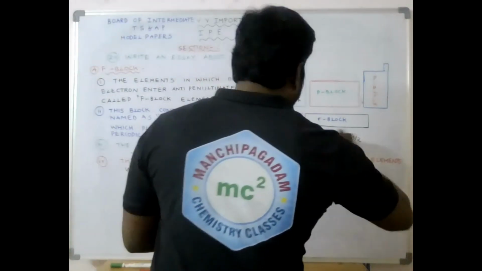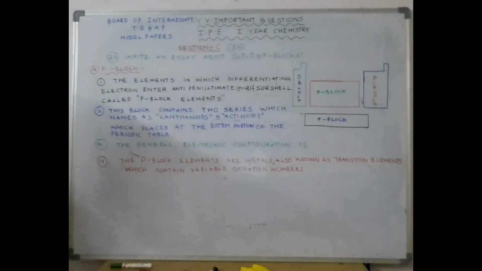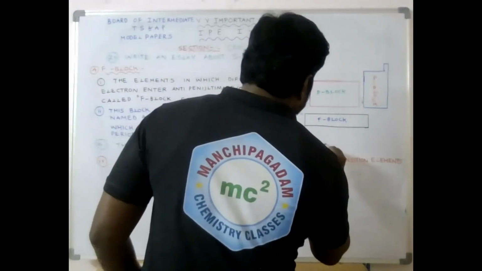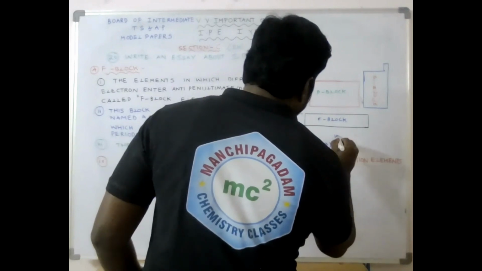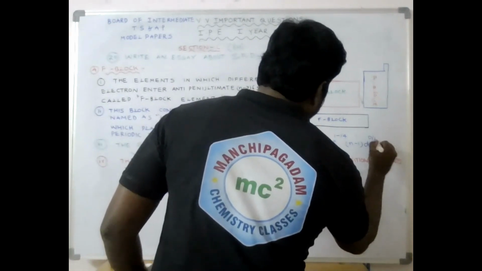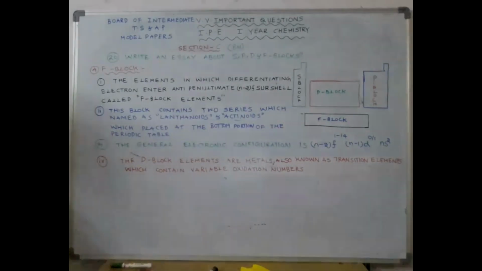Third point is what? The general electronic configuration. Here we have to take the general electronic configuration. Now the last electron, the differentiating electron, where is it entering? In the f orbital, (n-2)f. So you can say (n-2)f 1 to 14, (n-1)d 0 or 1 and ns2. This is the general electronic configuration of f block elements.